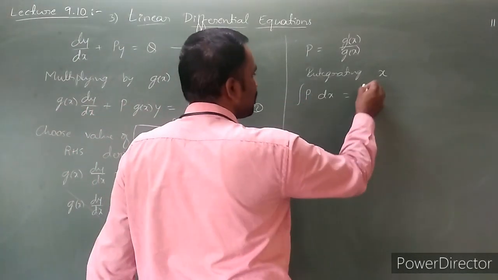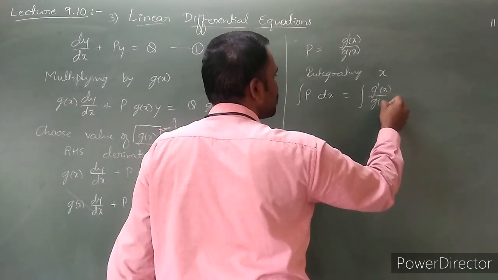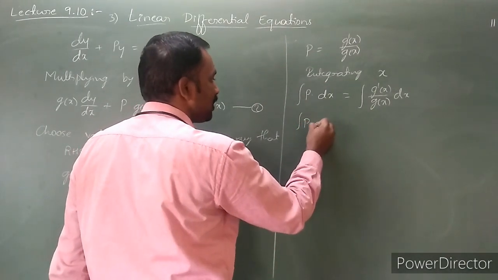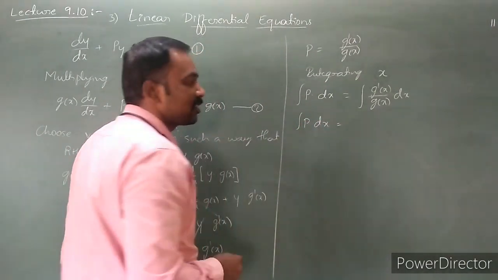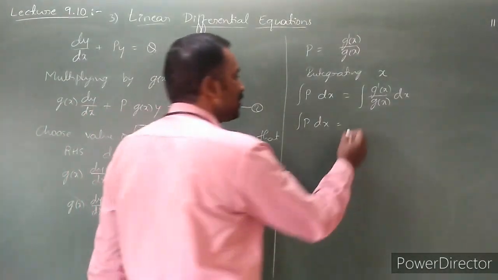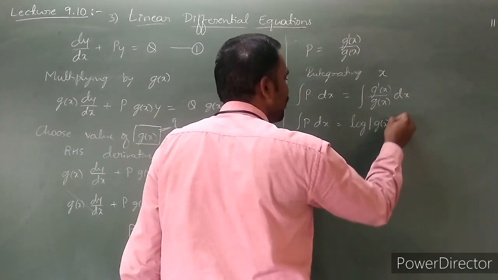Keep as it is, equal to the integration of g dash of x divided by g of x into dx. We don't know this one. Keep as it is p into dx integration. This is of the form f dash of x divided by f of x. The integration of that value is what? Log of g of x.